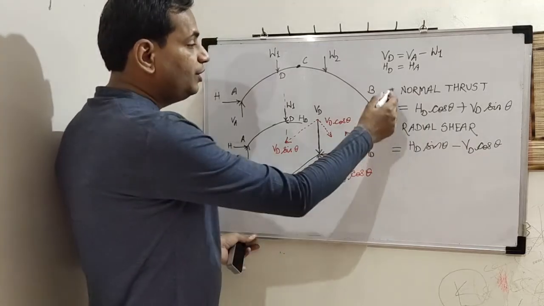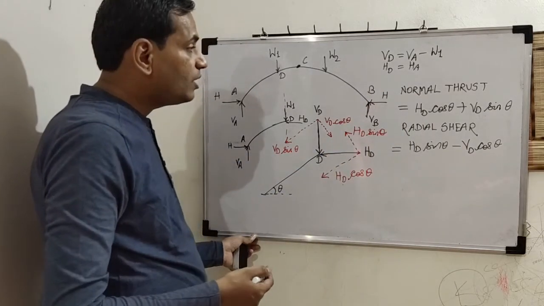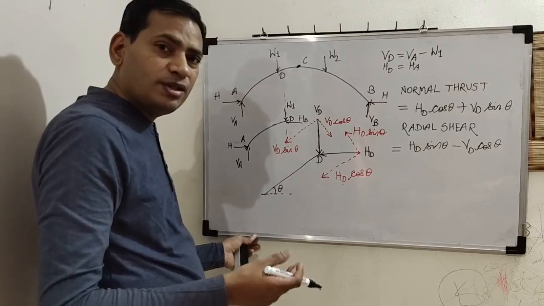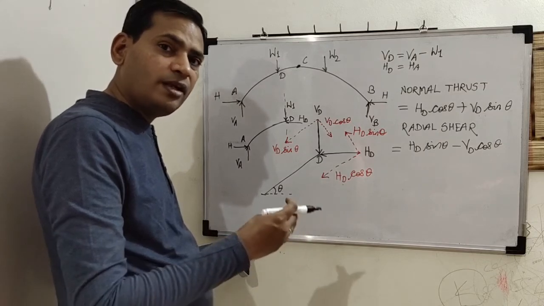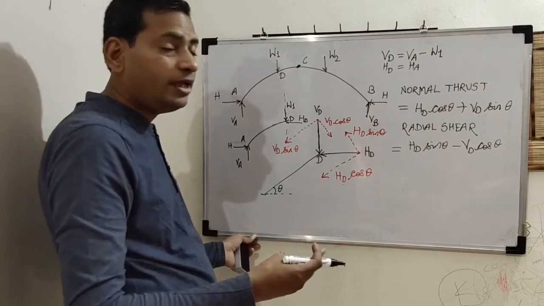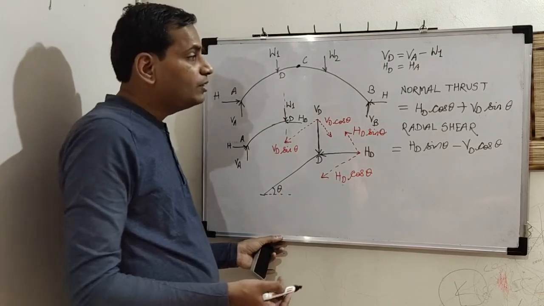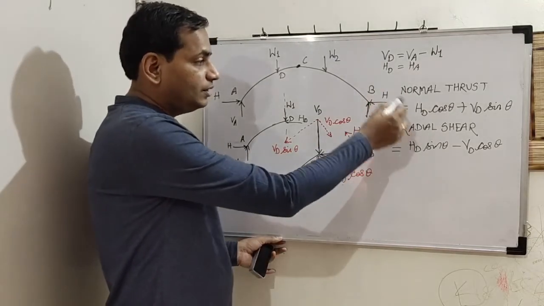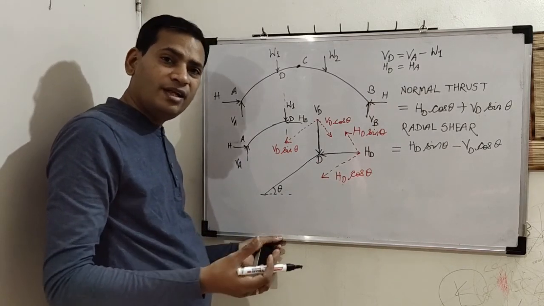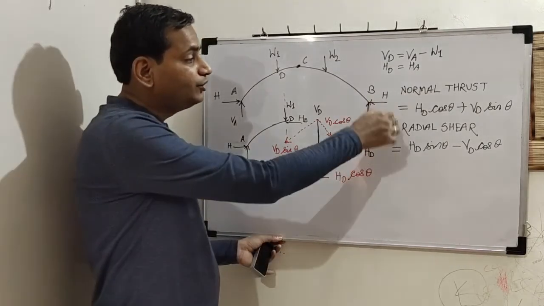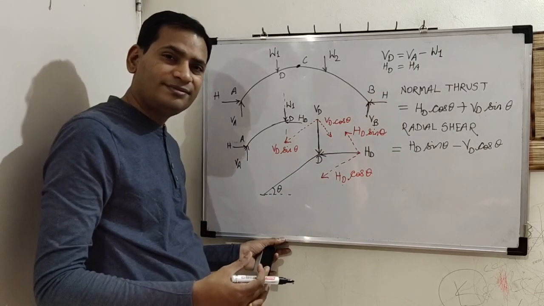Okay, so these two are the additional actions which get induced in arches apart from shear force and bending moment, correct? So in the next numericals we will find out how to calculate these two more terms, apart from reactions and bending moments: normal thrust and radial shear. Okay, thank you.